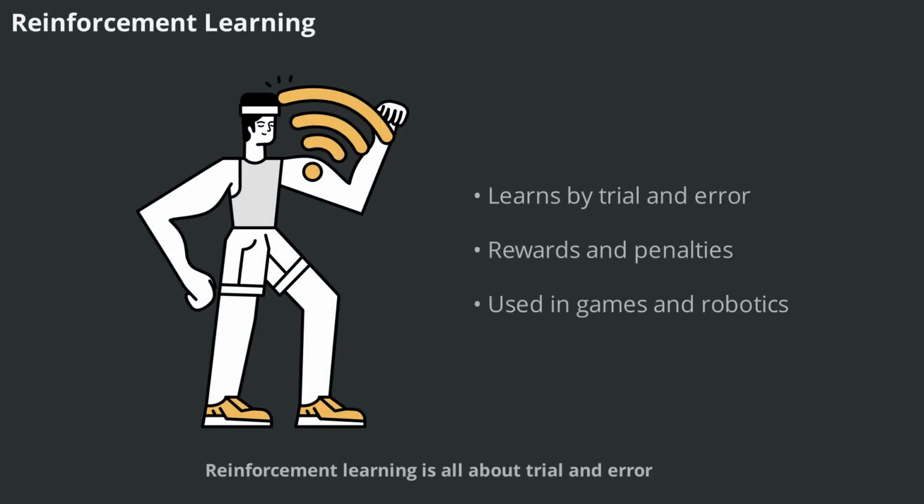Reinforcement learning is all about trial and error, driven by rewards and penalties. Here, the AI, called an agent, interacts with its environment. If it makes a good move, it gets a reward. If it makes a bad move, it gets a penalty. Think of a dog learning tricks with treats. This is how AI learns to play video games or drive autonomous vehicles. The agent tries millions of random moves, keeping the actions that lead to the highest scores. Over time, it learns the best strategies for success.